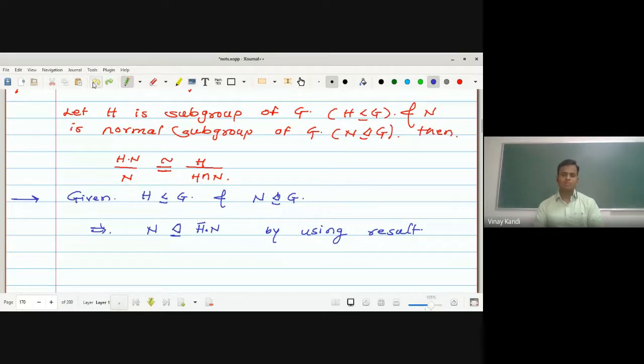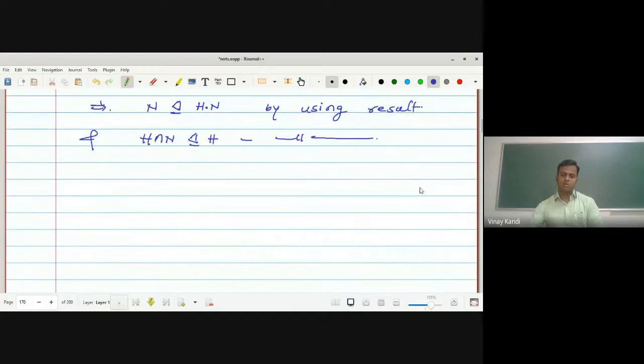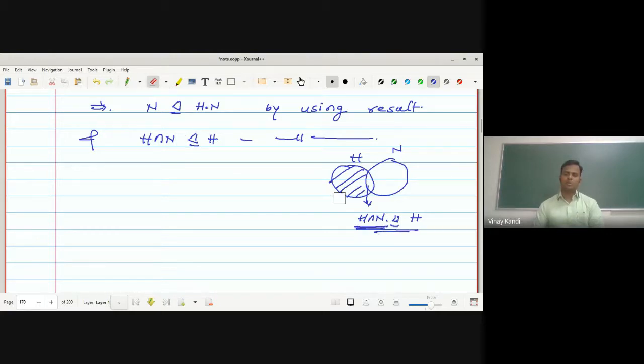Now, H intersection N is a normal subgroup of H. Okay, this is again by using the result. Suppose this one is the group H, this one is N. What is this one? H intersection N. So this is a normal subgroup of this H. So H intersection N is a normal subgroup of H.